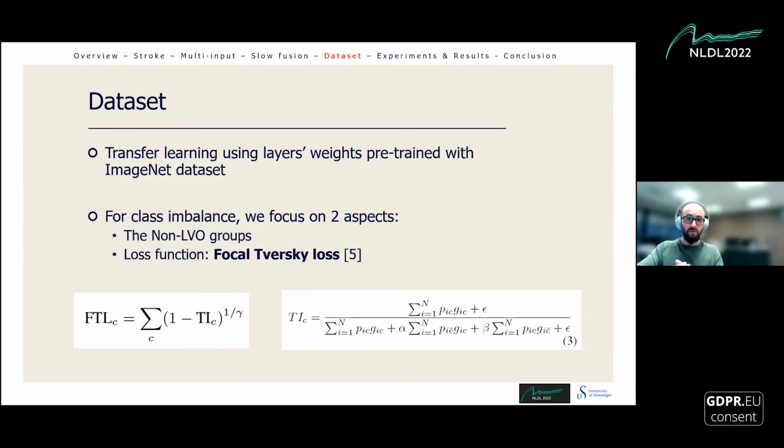What we try to use is called focal Tversky loss, which, as you can see on the bottom left, is based on focal loss and the Tversky index. The Tversky index is a generalized version of the Dice coefficient function that you can see on the right, but together with the Dice coefficient, we also have two parameters that can be changed, this alpha and beta.